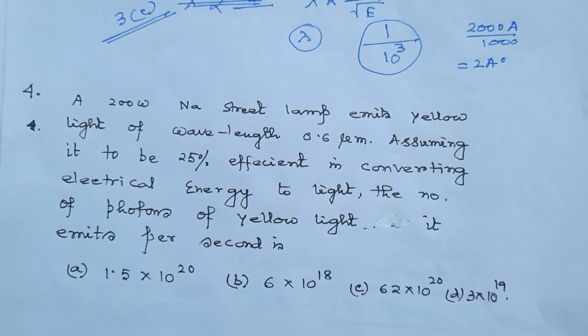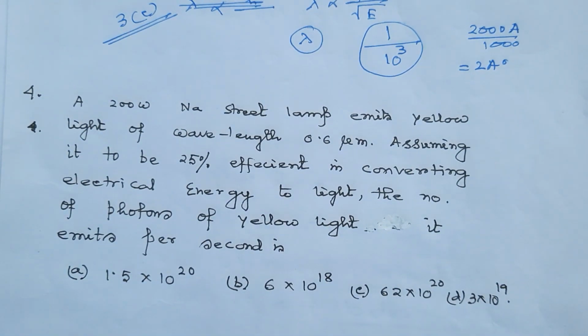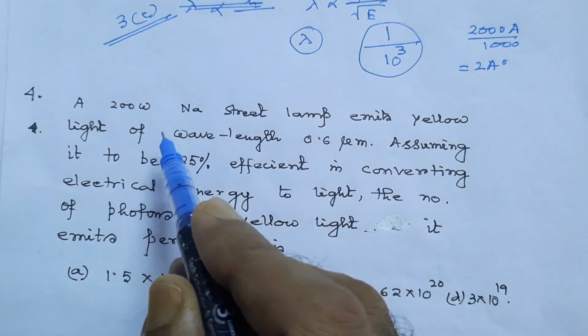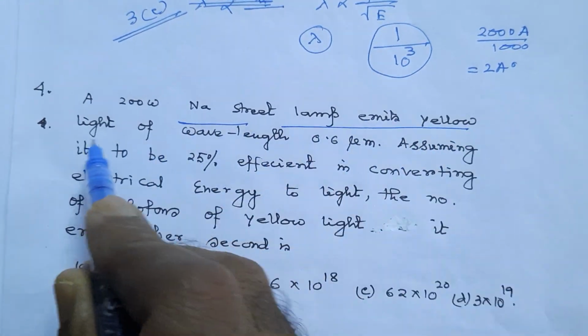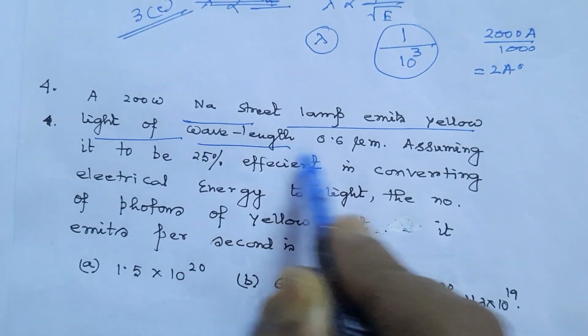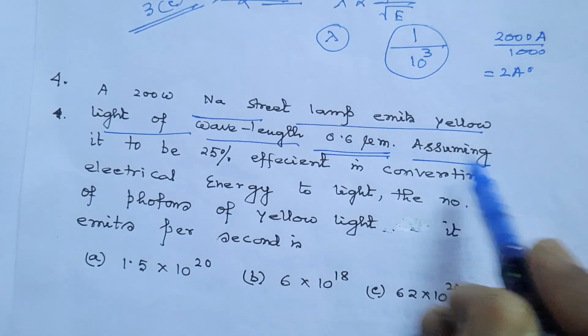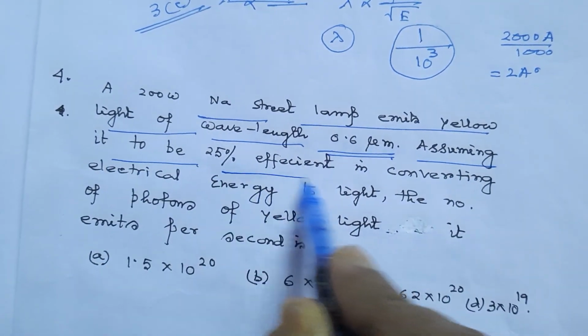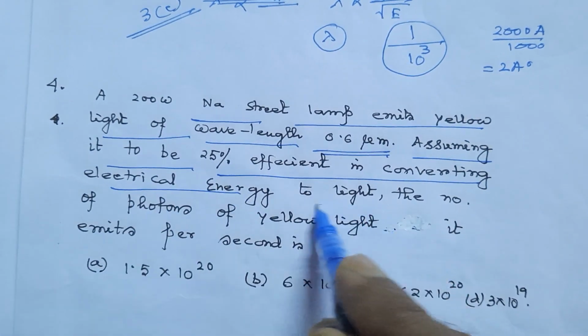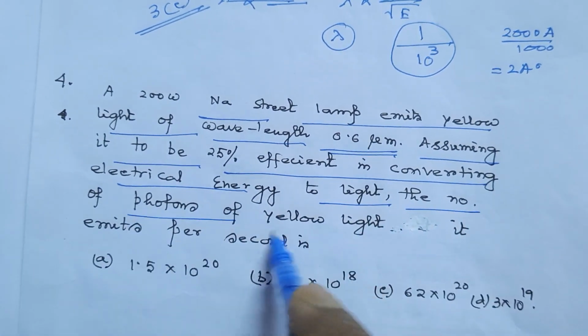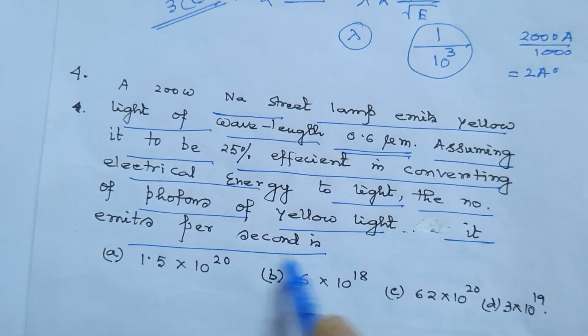Now let us switch over to the fourth question. What does it say? A 200 watts sodium street lamp emits yellow light of wavelength 0.6 micrometer. Assuming it to be 25% efficient in converting electrical energy to light, the number of photons of yellow light it emits per second.